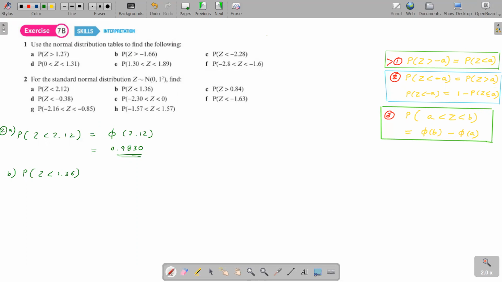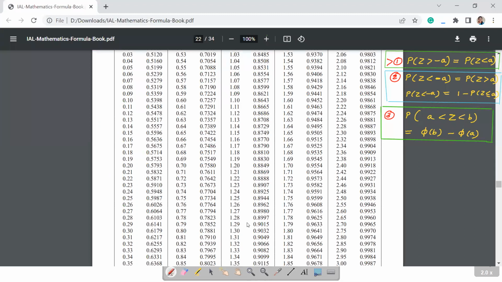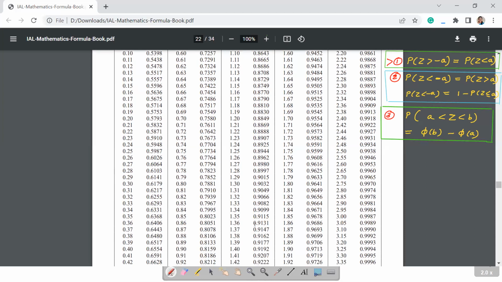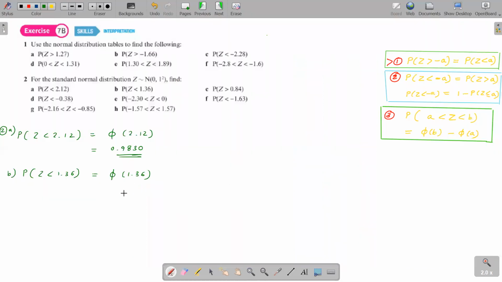Part B, probability Z less than 1.36. Again, you can see that it is a less than. Because it's less than, you really don't have any work. You can directly get the answer by going to the table and looking for 1.36. Moving down, 1.36, you can see here it's 0.9131, right? So the answer is 0.9131.